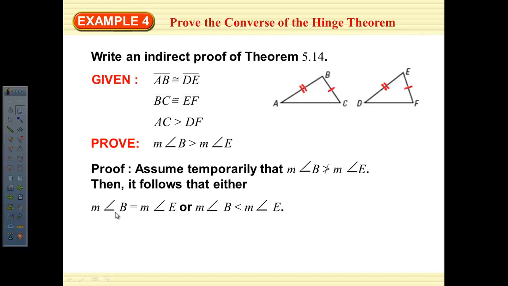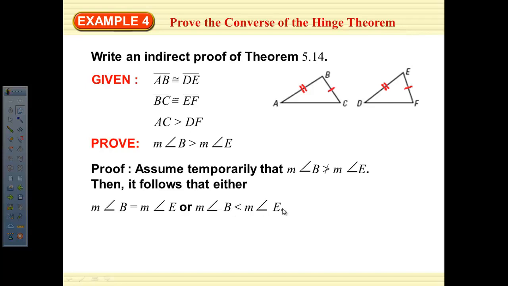First of all, looking at B and E being equal, if these two angles are equal, then the two triangles are going to be congruent by side angle side. And if the two triangles are congruent, then AC and DF have to be equal. But we've been told that AC is bigger than DF, therefore that can't be true.